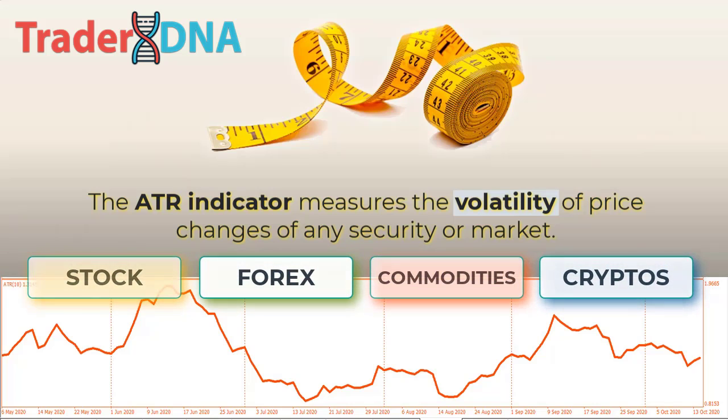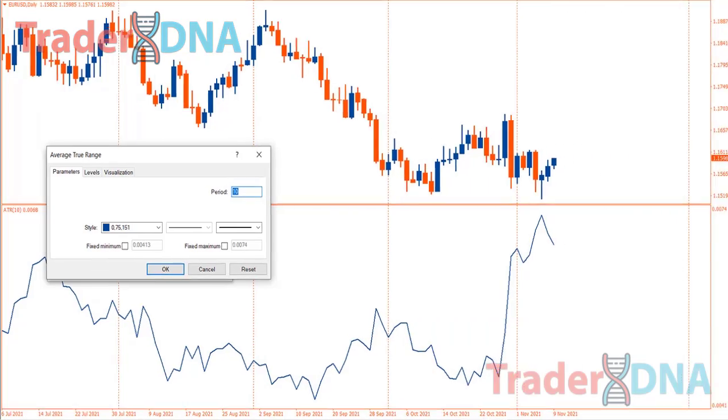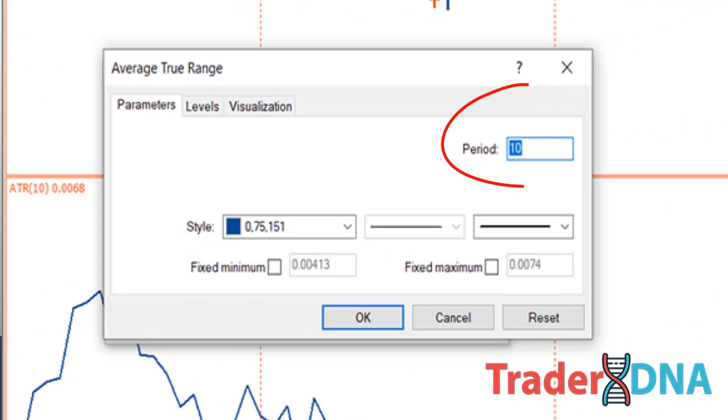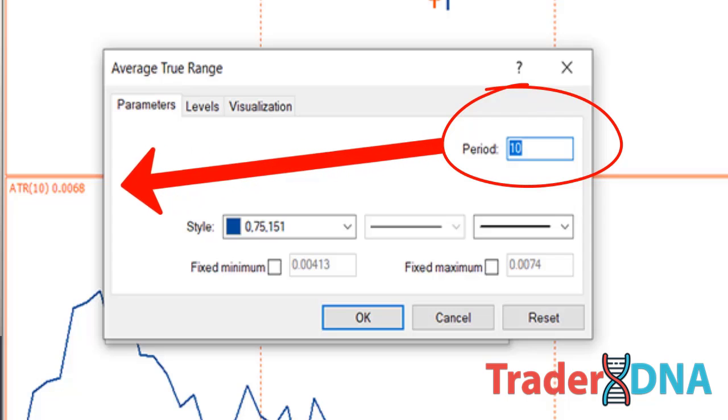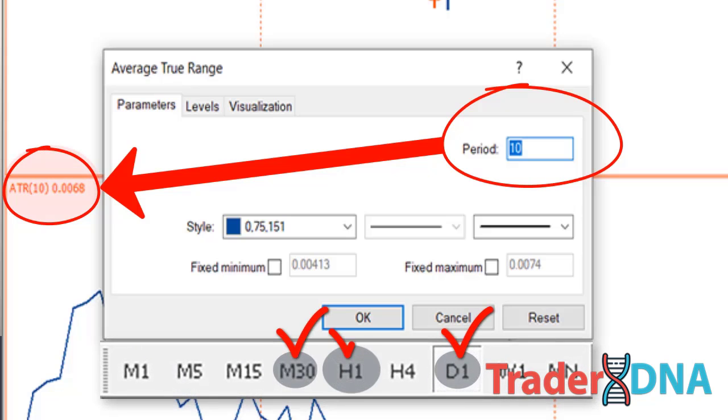The best average true range period to trade with is 10. Our team at Trader DNA has found out through extensive research that 10 sessions or 10 periods is the perfect number to measure the volatility. And it works best on the daily, 30-minute, and 1-hour chart.